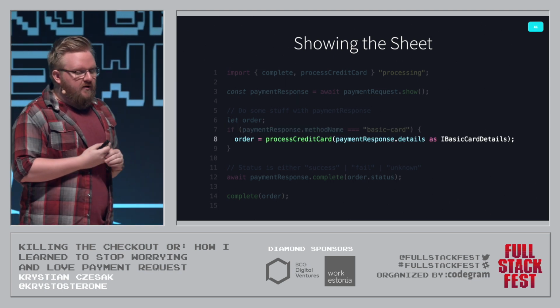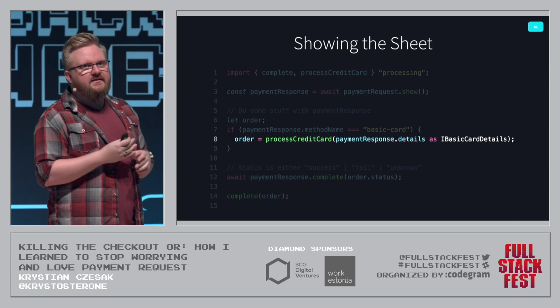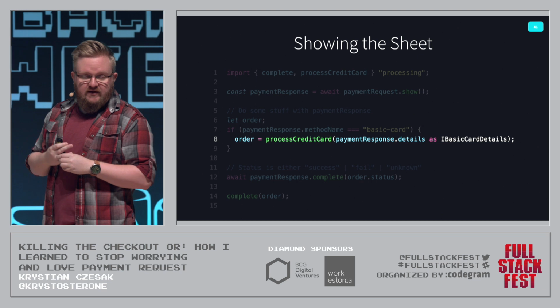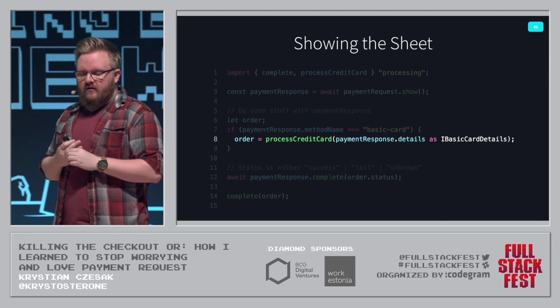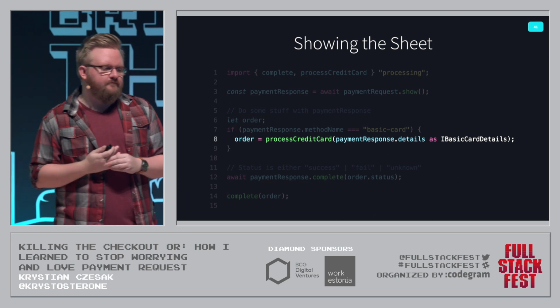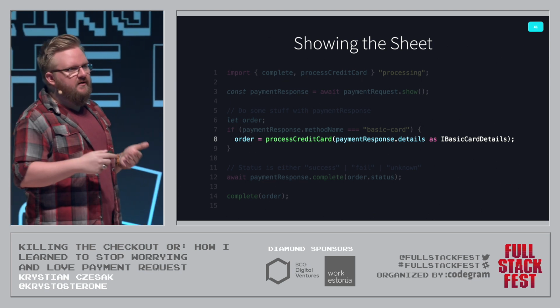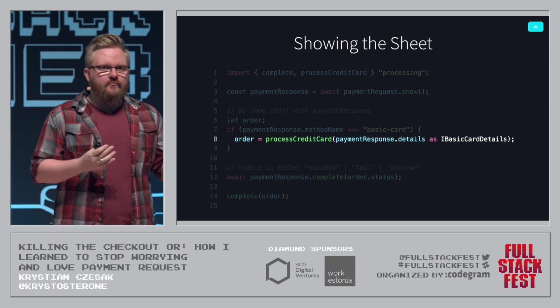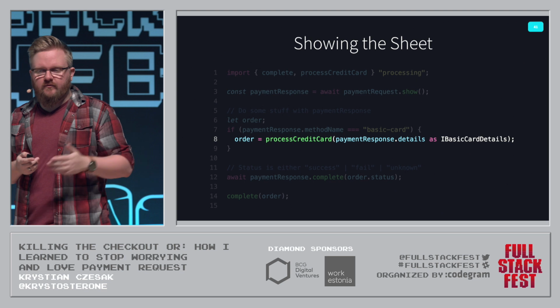And let's say we have a method called process credit card. Again, this method is something in our domain logic on our application level. It's not provided by PaymentRequest. And it allows us to process a credit card, so charge it, authorize it, whatever. You take the details of the payment response, you pass it to your method, and for example, our method will return us an order with a status of success, fail, whatever.